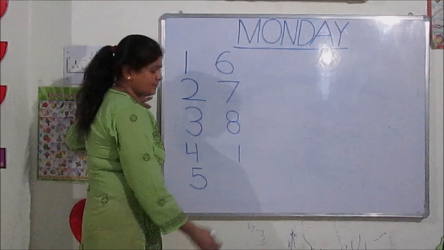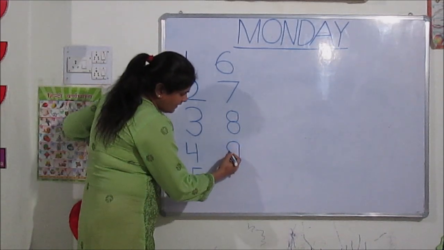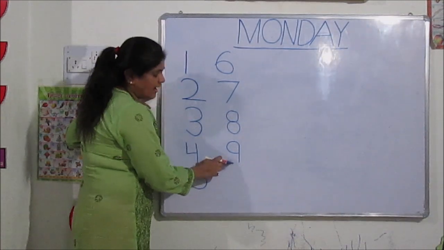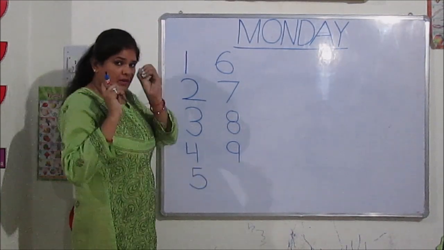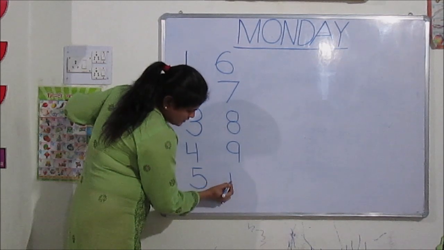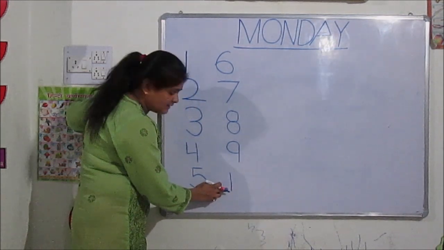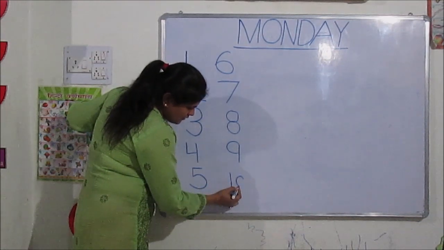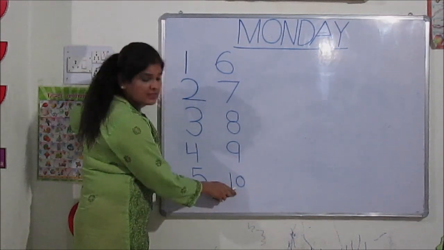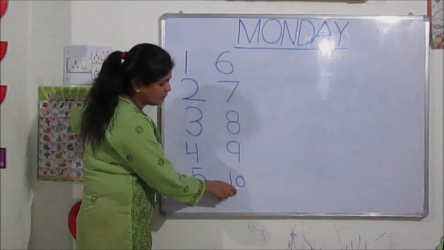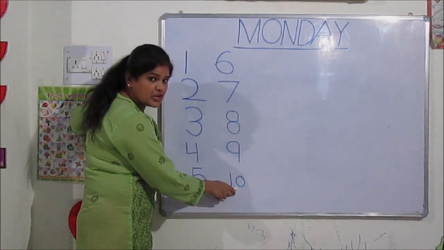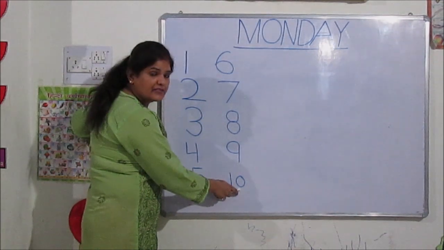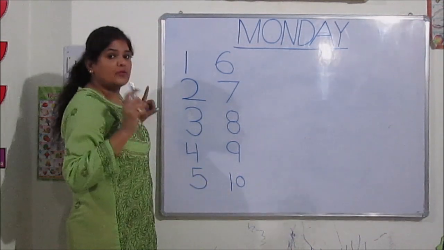Standing line. Curve line. Which number? 9. After 9, 10. Which line? Standing line. And which number? 1. Which shape is it? Circle. And which number is it? 0. 10. After 10, 11.